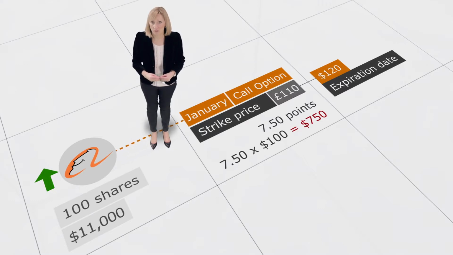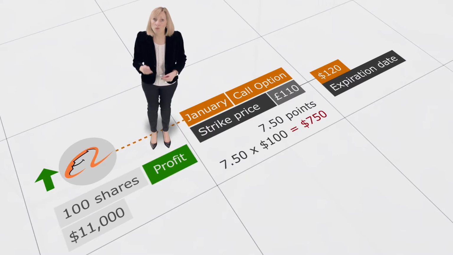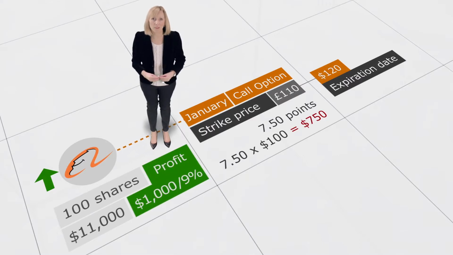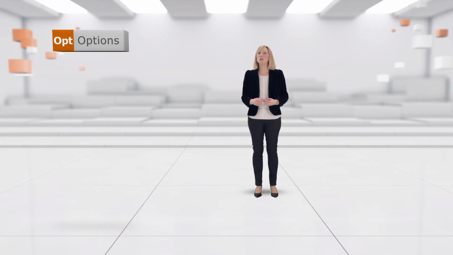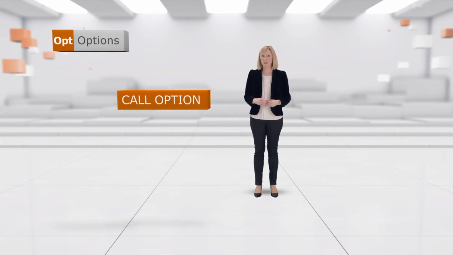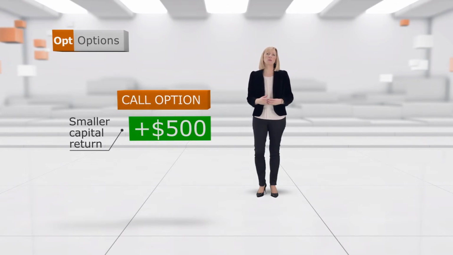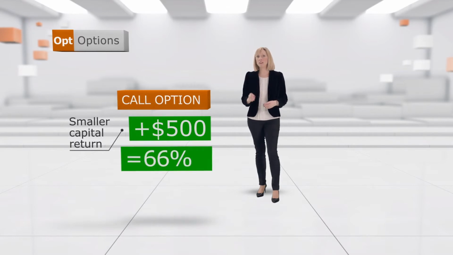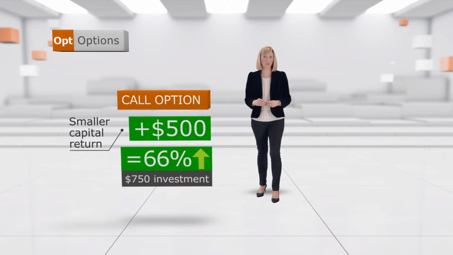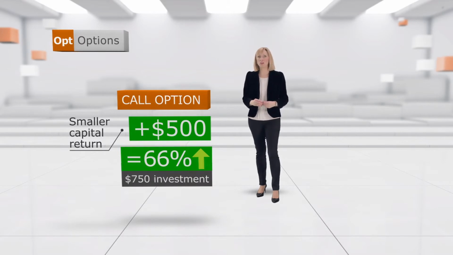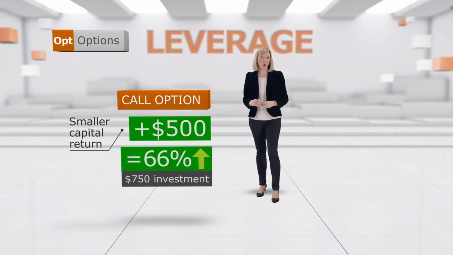If you'd purchased the shares, you'd have a profit of $1,000 or 9%. But suppose you'd bought a call option instead. The call option may have appreciated by $500. This would be a smaller capital return than you would get if you'd bought the shares, but it represents a substantial percentage gain of 66% on your initial investment of $750. The higher percentage return is due to the leverage that options provide.